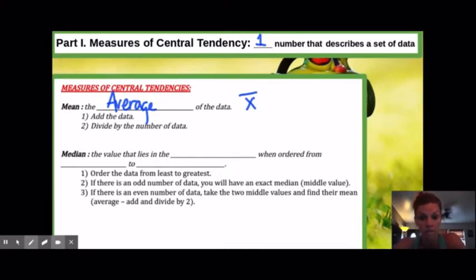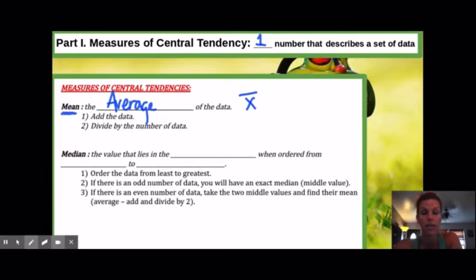Okay, so the mean is just a fancy way of saying the average. It's kind of like what we would do with your grades: add them all up and divide by the total. So that's how you find the mean. You add every single piece of data, divide by the total, and you get an average score.